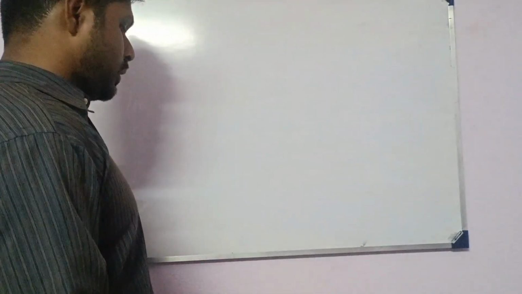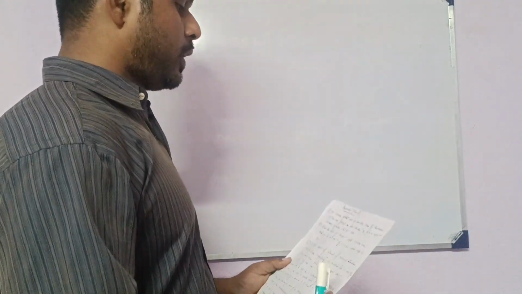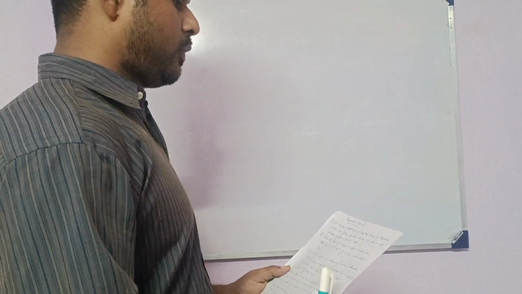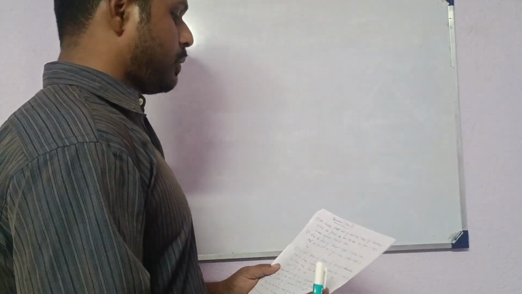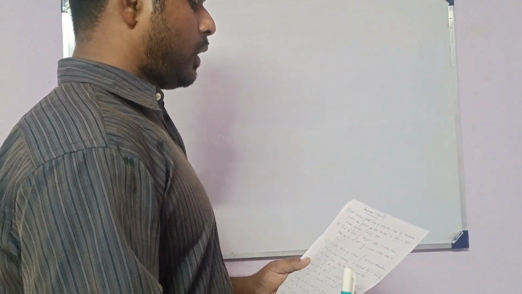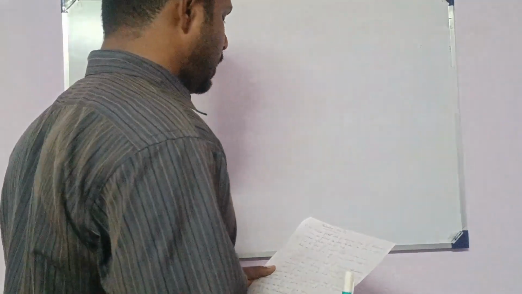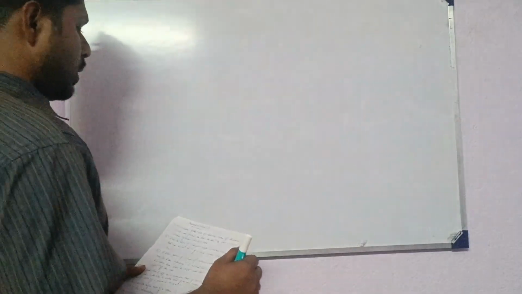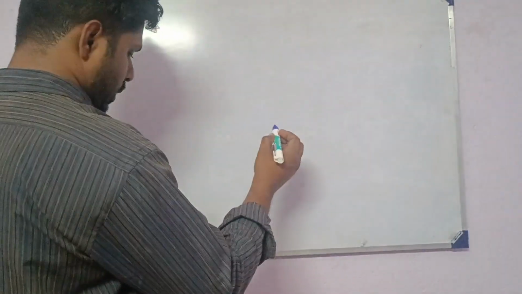So our first sum is, listen very carefully: 50 circular plates, each of diameter 14 centimeter and thickness 0.5 centimeter, are placed one above the other to form a right circular cylinder. Find its total surface area. So there are 50 circular plates, each has a diameter of 14 centimeter.